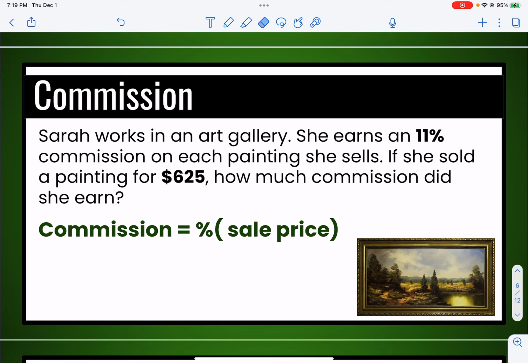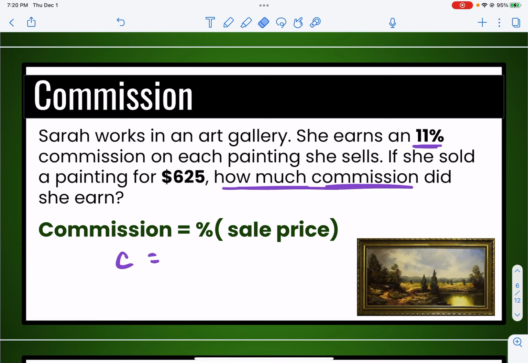So the commission is the thing that I don't know in this problem. That's what I'm looking for. How much commission? So I'm just going to use the variable C so that I don't have to keep writing the word commission. For the percent, I'm going to write 11% as a decimal. And now remember, to change a percent to a decimal, you can pick up your calculator. You could just divide it by 100, or even faster, you can start doing it in your head with that mental math and just move that decimal point over 2 places to the left.